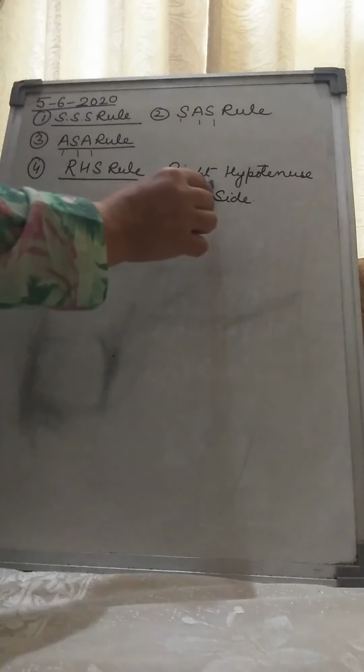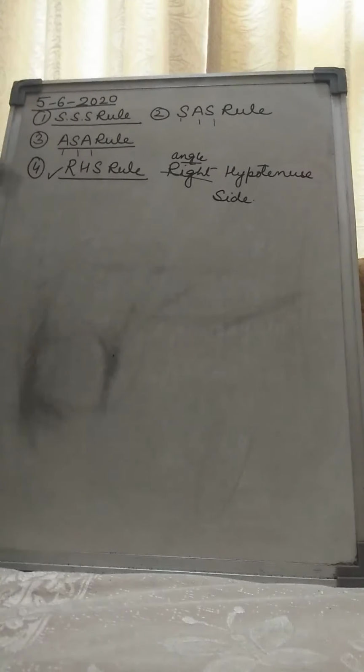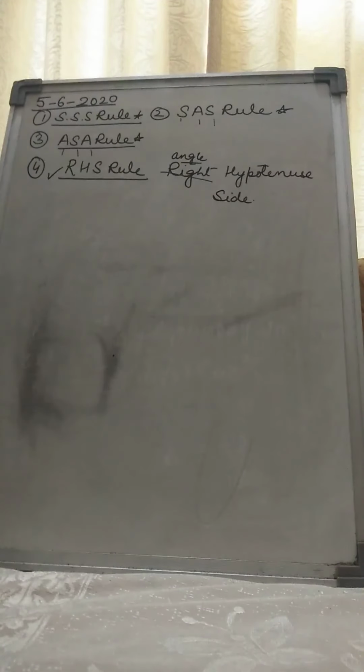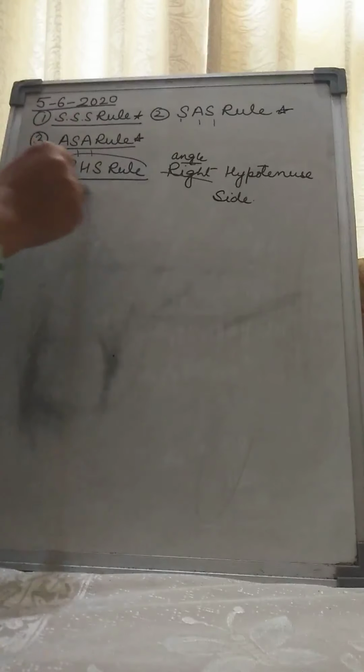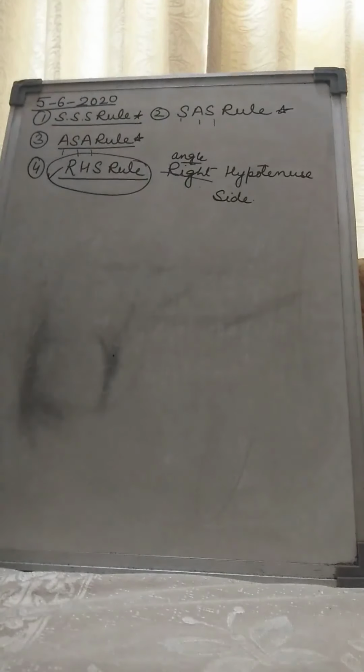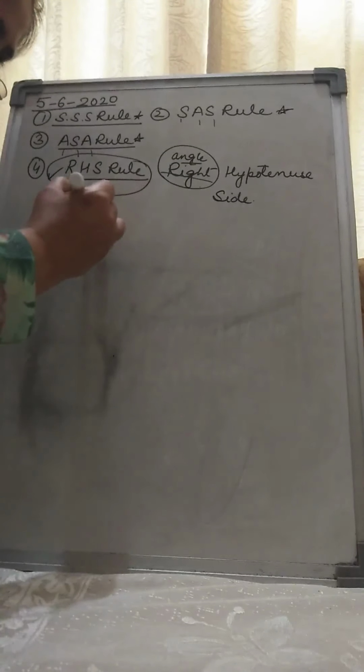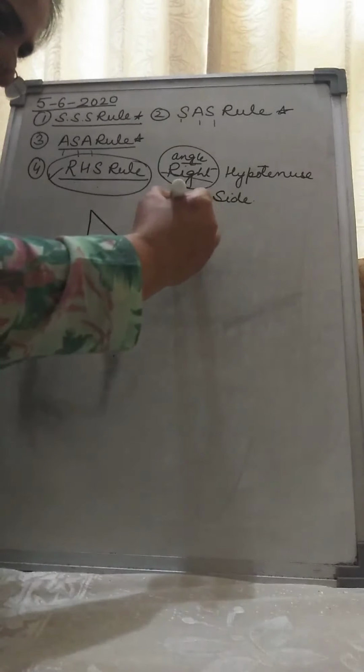This is R. Right means the right angle. Right means the right angle triangle. This is only applicable to right angle triangle, whereas all these three are applicable to all the triangles, even including the right angled triangle. This rule is only applicable to right angle triangle, not any other, because any triangle which will carry one angle as 90 degree is a right angle triangle. So this rule is only possible for right angled triangles.